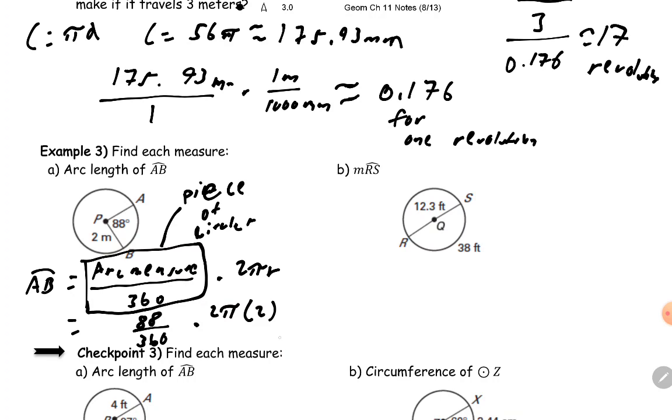Okay, so this will be about 352 pi over 360. And if we need to round it, it'll be 3.07 meters.